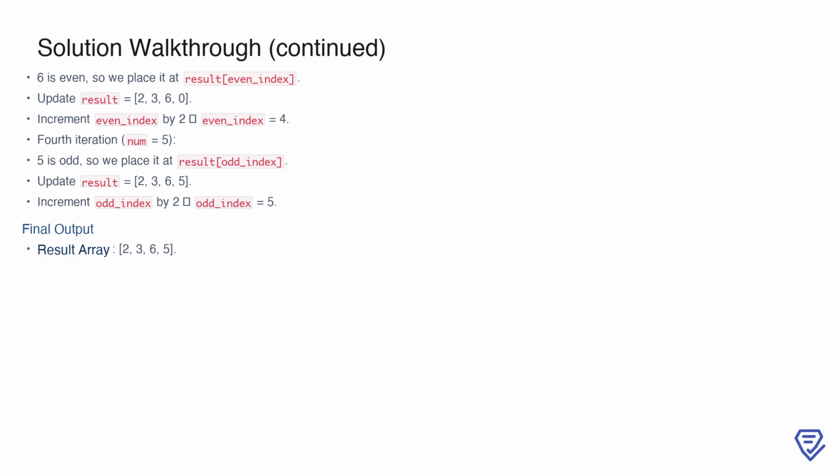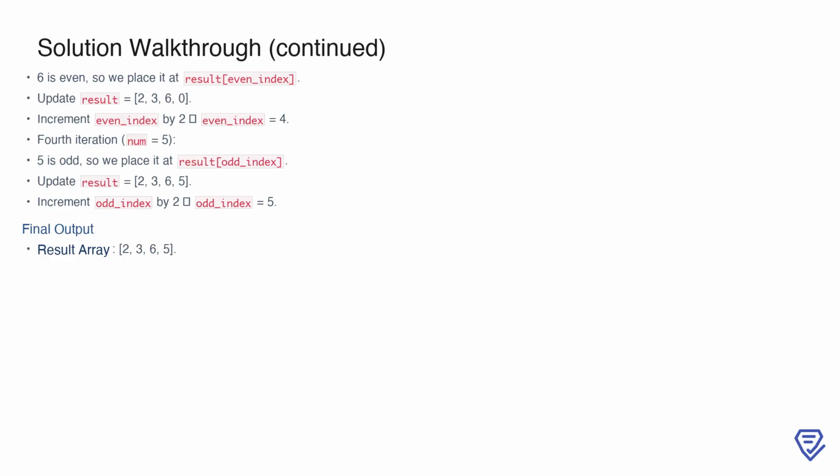Next, we handle the third number, 6. This number is even because 6 % 2 equals 0. We place it at result[even_index], which is position 2. The result array is updated to [2, 3, 6, 0]. We then increment even_index by 2, so it becomes 4.